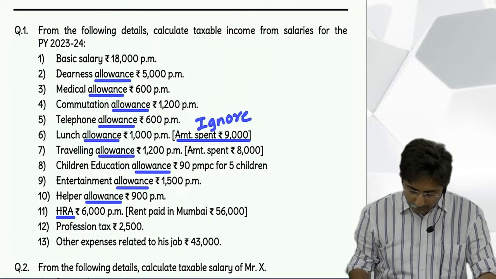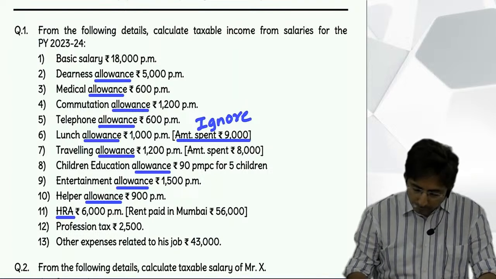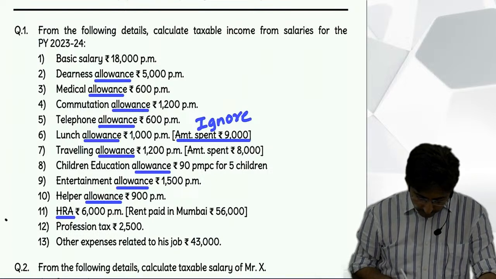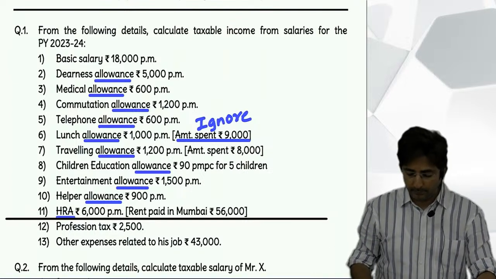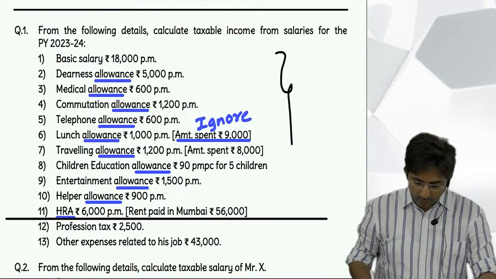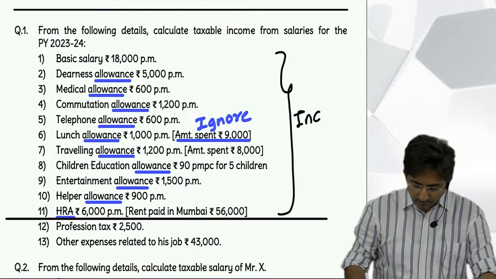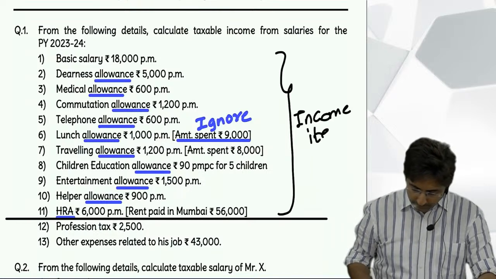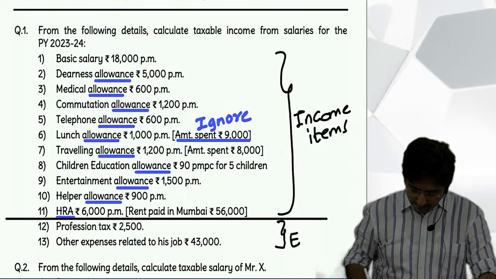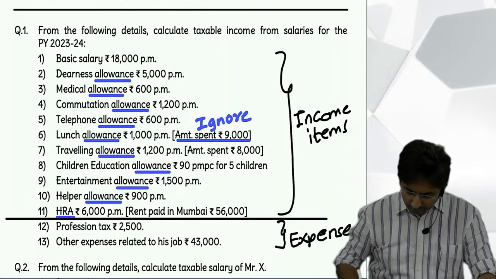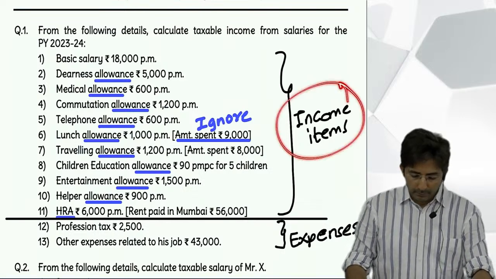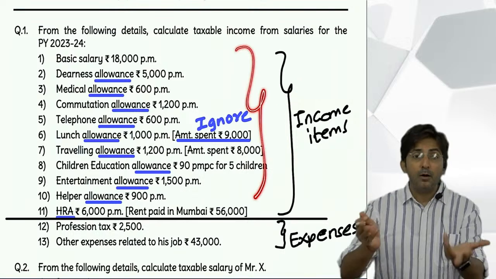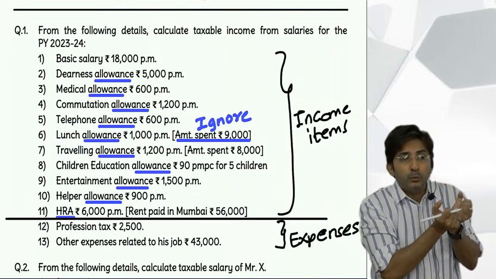Okay, now look at this. See what I am doing. Can you tell me why I drew this line? These were all income items. And are these income items or expenses? Do you agree with this or are you just saying it for the sake of saying? Why did I say these are income items? Because till here everything was allowance. And an allowance is what an employee receives from his boss. So it is income for him.